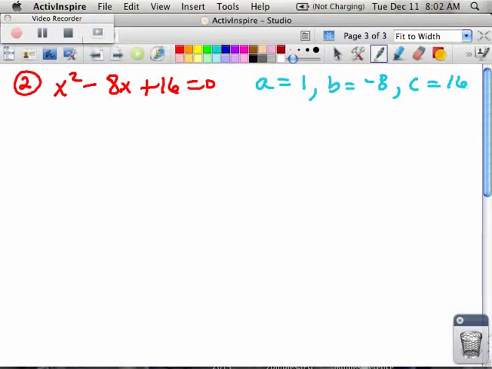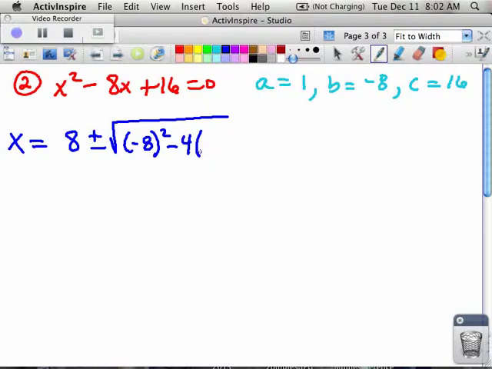So as I use the quadratic formula, I know that my x's will be equal to the opposite of b. Since b was a negative 8, I'm going to start with positive 8, plus or minus the square root of b squared, so that's negative 8 squared, minus 4 times a times c, and all of that square root over 2 times a.